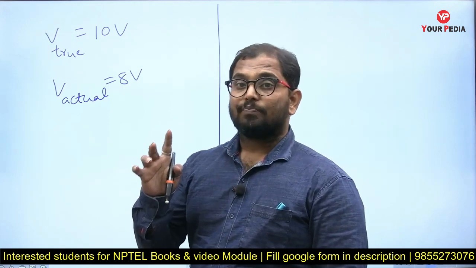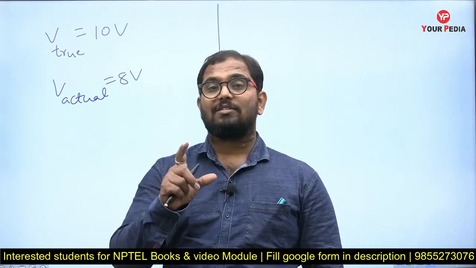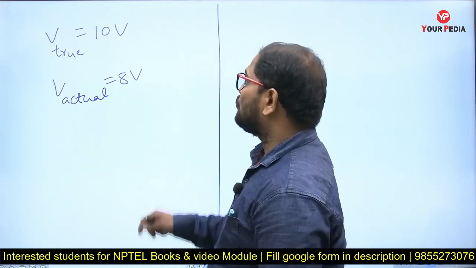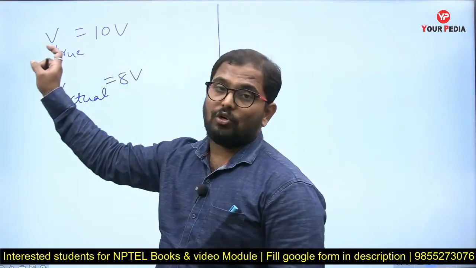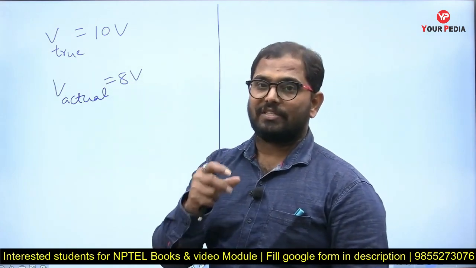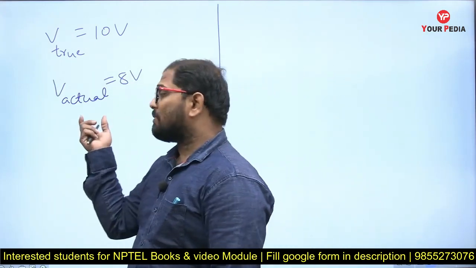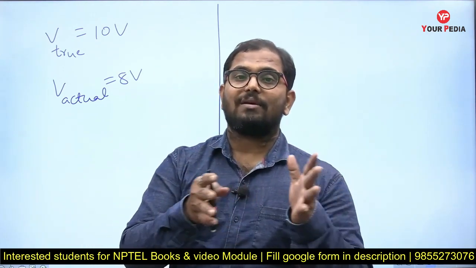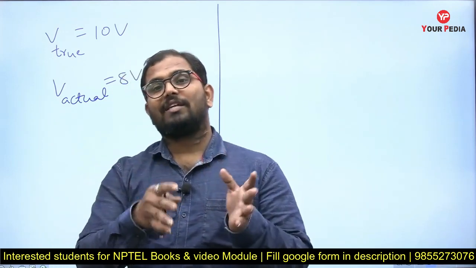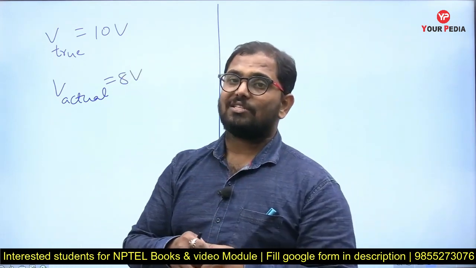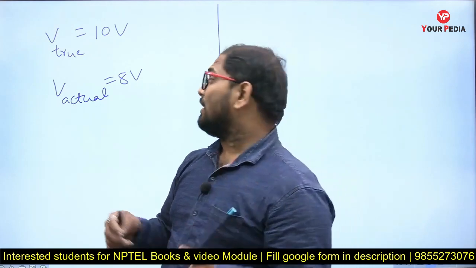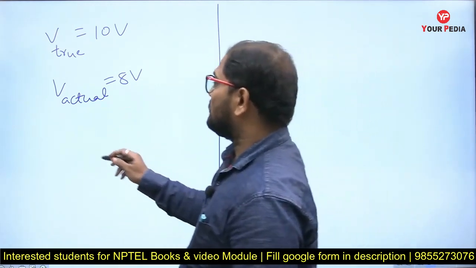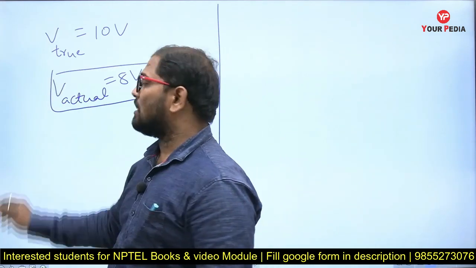Because of the presence of resistance offered by the voltmeter. Actually this voltmeter must read 10 volts, but because of the resistance present in the voltmeter, it is creating some load, and this load is creating some effect on the original system. Because of that, we are getting a lower value of voltage. So the answer for this first question, question 43, is 8 volts.